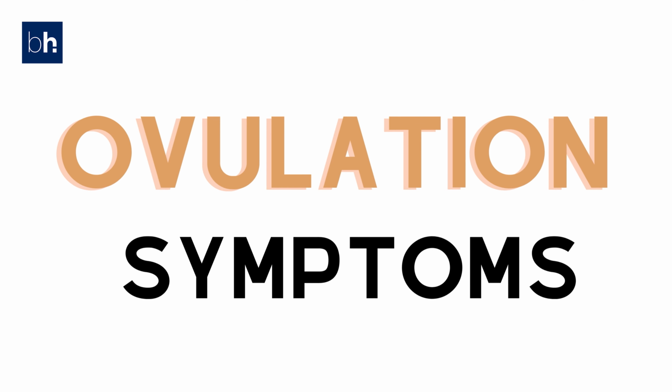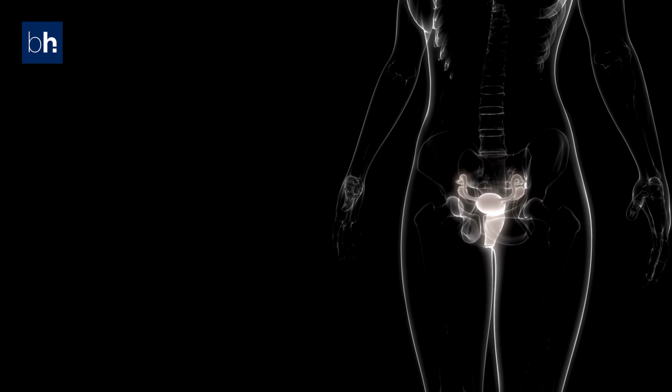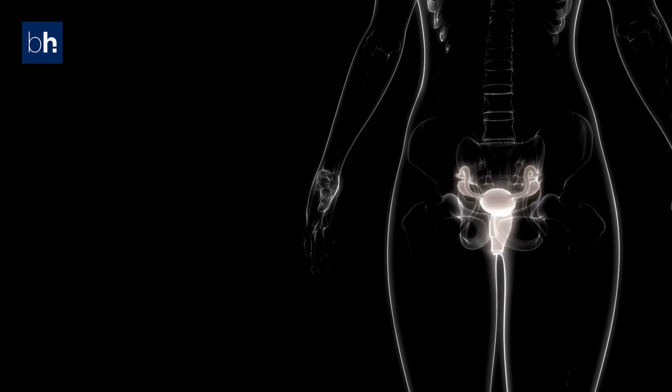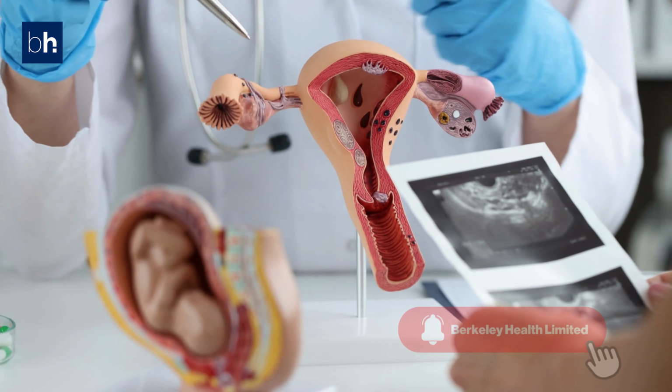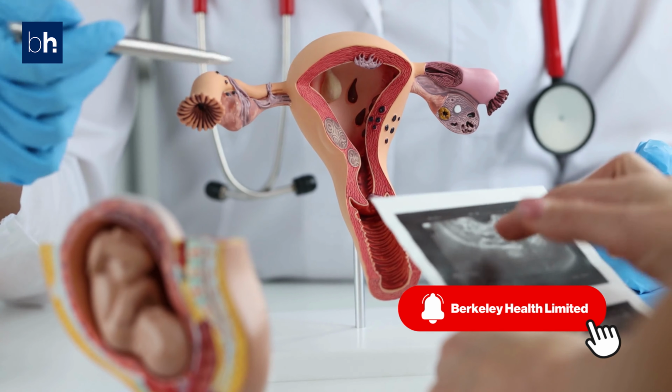But how do you know when you're ovulating? There are a few key signs to look out for. One of the most common signs is a change in your cervical mucus. As you approach ovulation, your cervical mucus will become thin and slippery, making it easier for sperm to travel up to the egg.